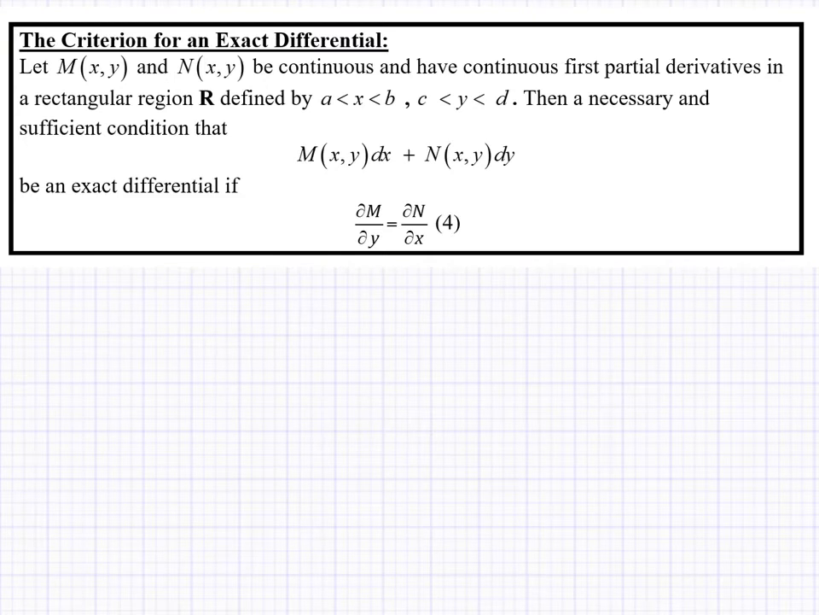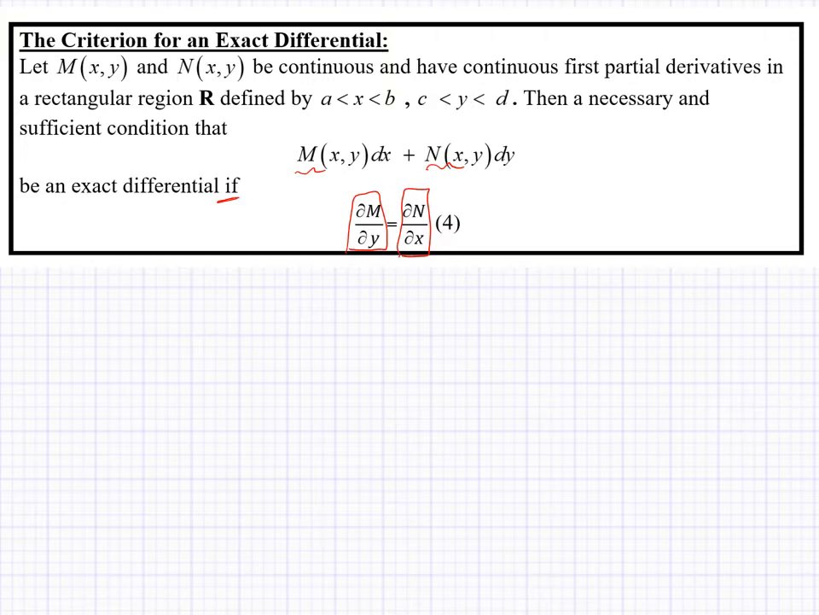Well, this is how we're going to do it. We're going to look at the left-hand side, this M and N function, and we're going to say this is going to be an exact differential if the partial of M with respect to y equals the partial of N with respect to x. Now, why are we going to do this? Again, it goes back to Calc 3.